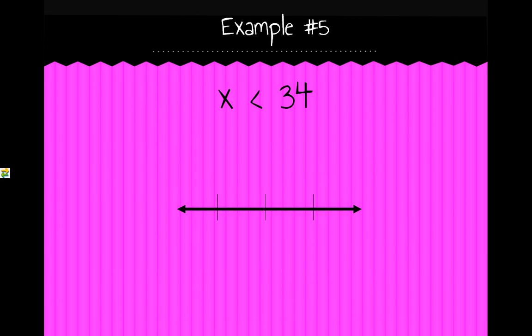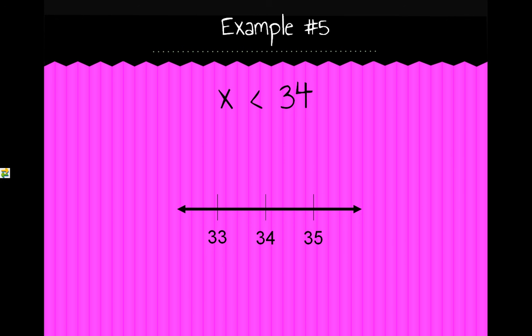So let's look at this example. x is less than 34. So whenever we're going to graph this on a number line, we want to include the number that is in the problem on the number line, so 34. And then, just for this sake, I'm going to just put 3 numbers. If I'm having you draw a number line, and I'm not going to give you a number line as an example, this is how I want you to do it. You can do 34, what's before 34, what's after 34.